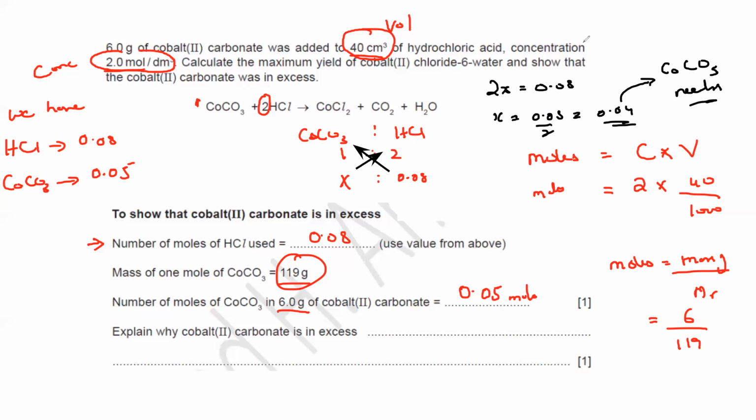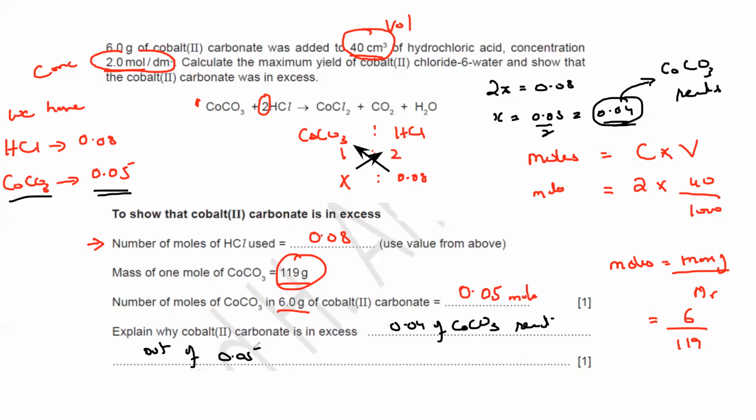These are the moles of cobalt carbonate which will react. So only 0.04 reacts, but we have how much? We have 0.05. So which reagent is in excess? We have cobalt carbonate in excess. Explain why cobalt carbonate is in excess: for a complete reaction, 0.04 moles of cobalt carbonate will react out of 0.05. That's why cobalt carbonate is in excess.